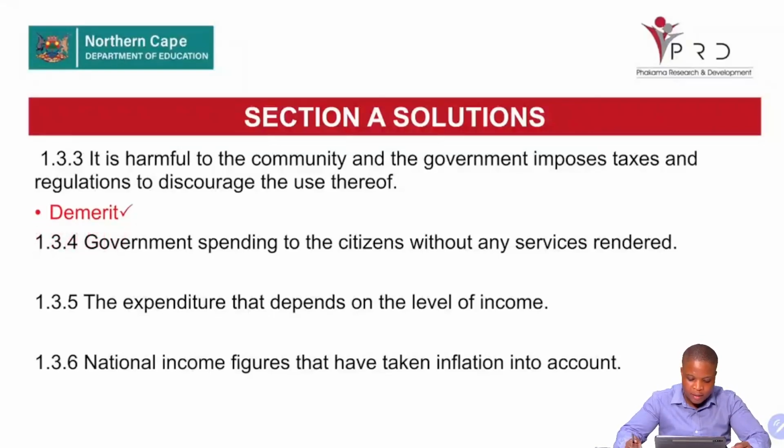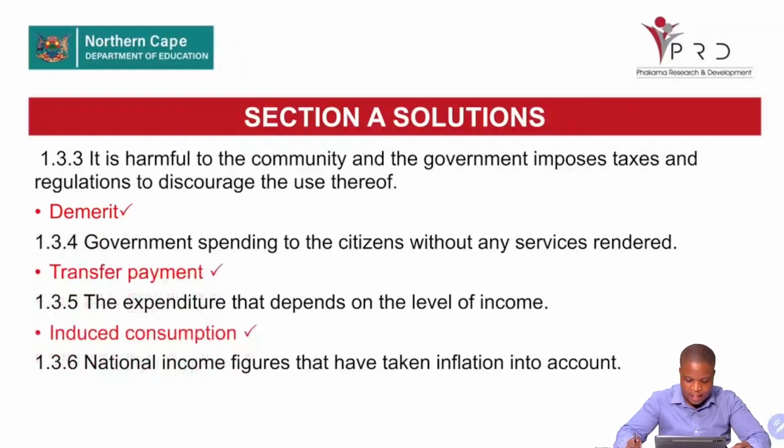Government spending to the citizen without any service rendered. So when government spends without any services rendered, like social grants, those are your transfer payments. The expenditure that depends on the level of income. Remember, autonomous does not depend on income. So the expenditure that depends on the level of income is your induced consumption.